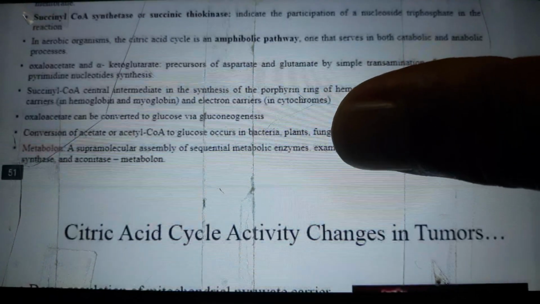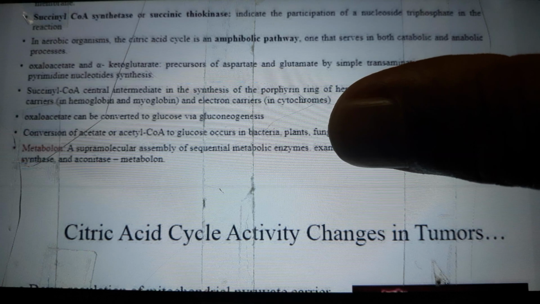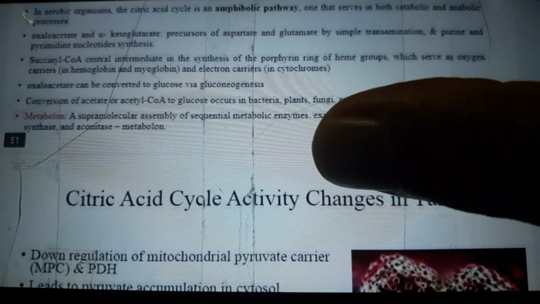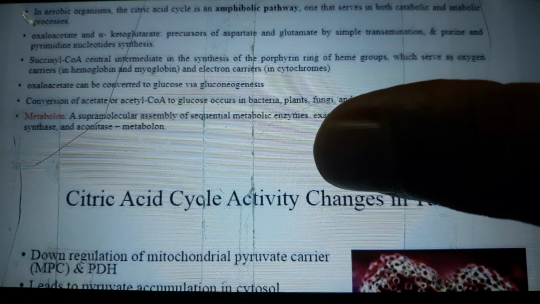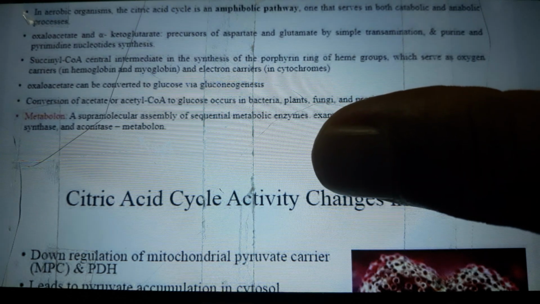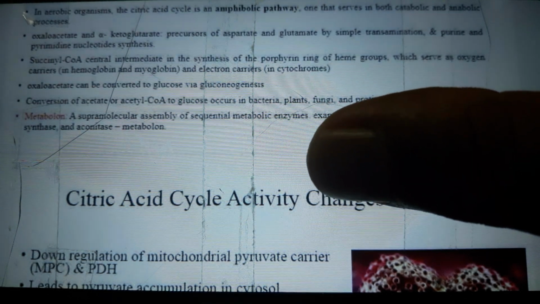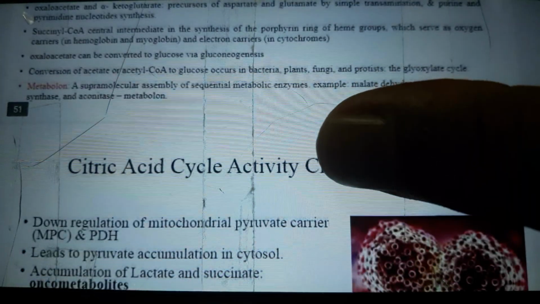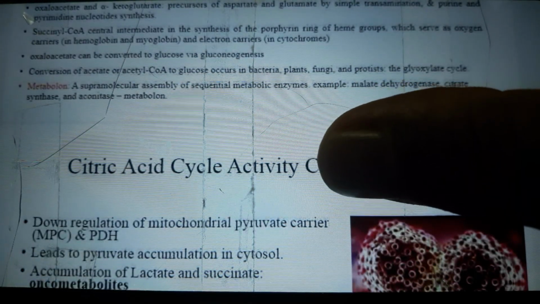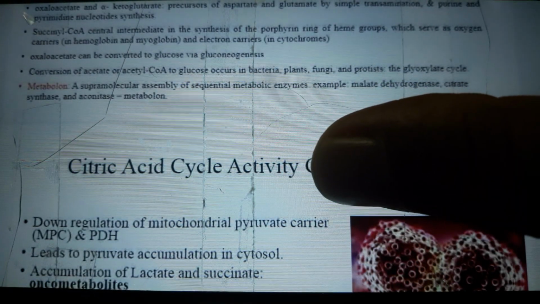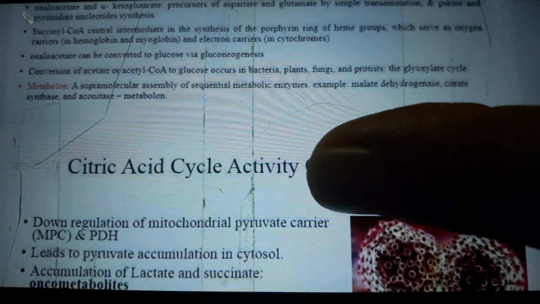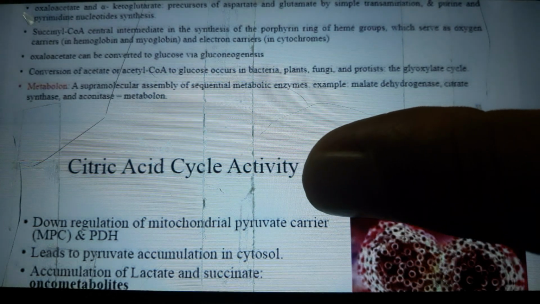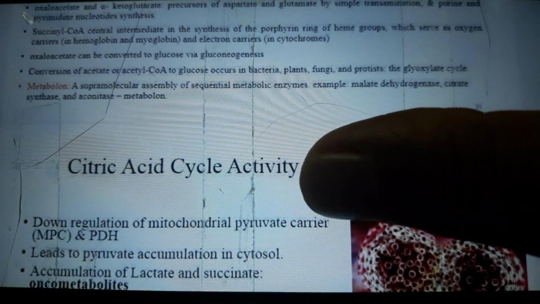Then, in anaerobic organisms, the citric acid cycle is an anabolic pathway. Oxaloacetate and alpha-ketoglutarate are precursors of aspartate and glutamate by simple transamination, and of purine and pyrimidine nucleotide synthesis. Succinyl-CoA is a central intermediate in the synthesis of the porphyrin ring of the heme group, which serves as oxygen carriers in hemoglobin and myoglobin, and electron carriers in cytochromes.